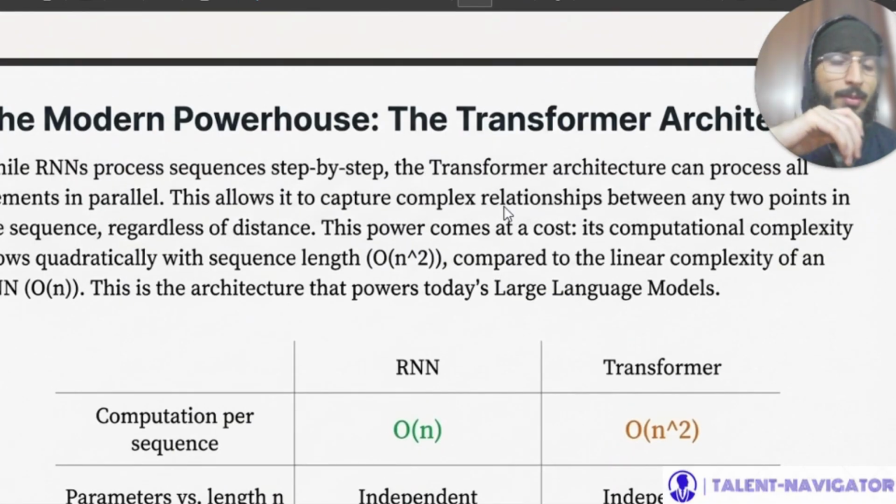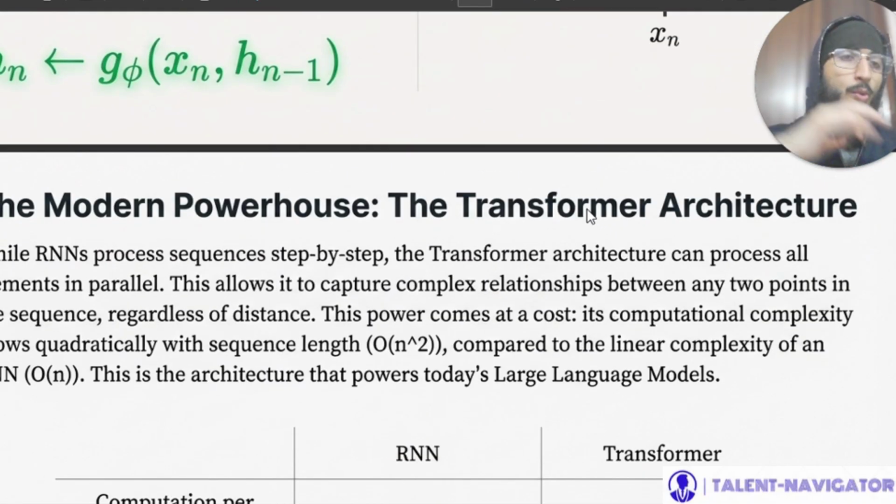Now the modern powerhouse, the transformer architecture. While RNNs process sequences step by step, the transformer architecture can process all elements in parallel, which allows it to capture complex relationships between any 2 points in the sequence, regardless of the distance. This power comes at a cost. Its computational complexity grows quadratically with the sequence length, O(n^2), compared to the linear complexity of an RNN, which is O(n).